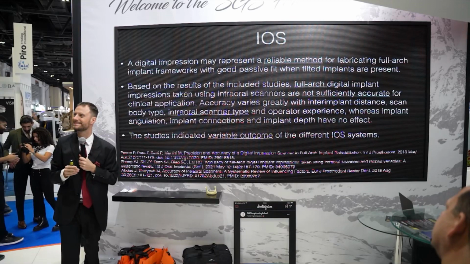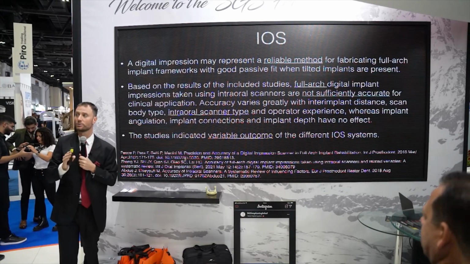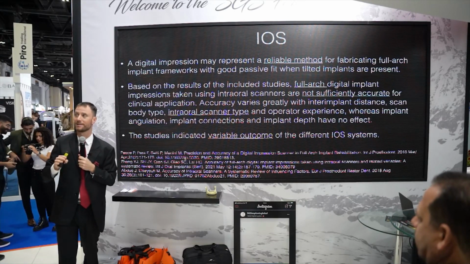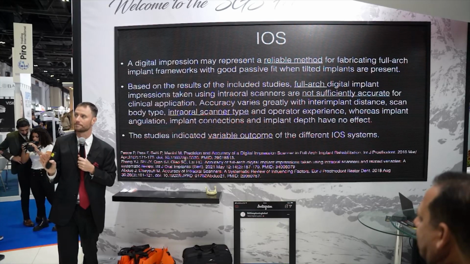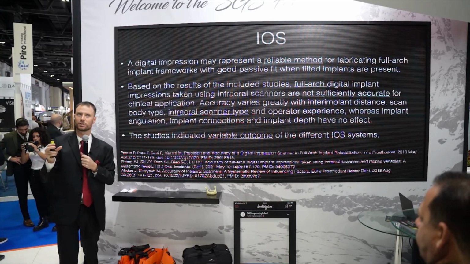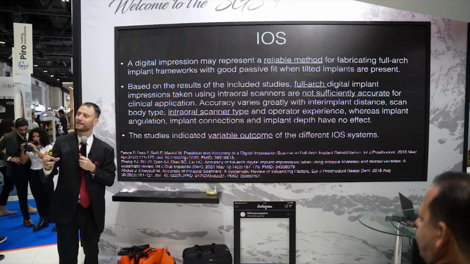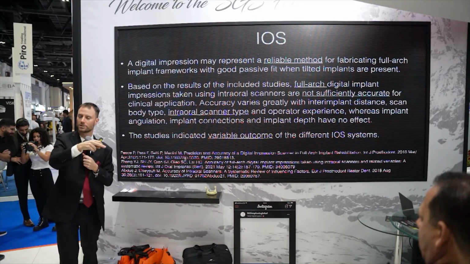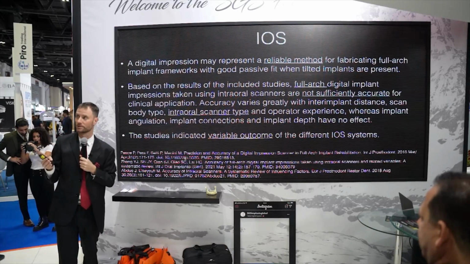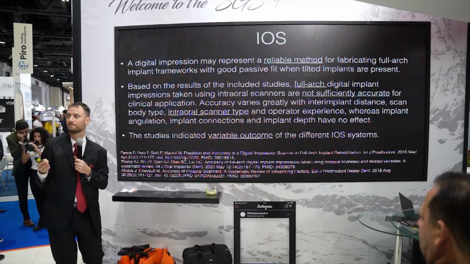So you never did a full arch? No, I don't do full arch with that. The maximum I prefer is one quadrant with digital, because studies show in a quadrant you don't have that much torsion. In a full arch, you have a lot of torsion. So that's already there.